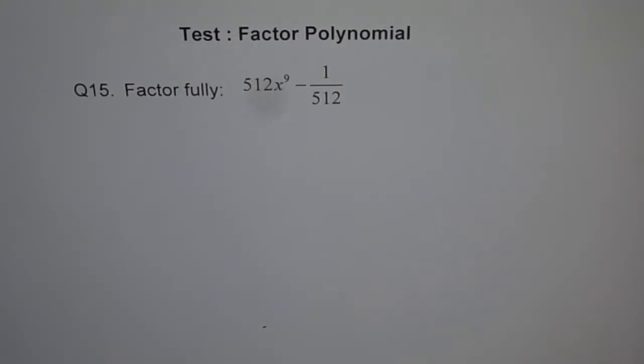Question 15. Factor fully 512 x to the power of 9 minus 1 over 512. Now, we can use difference of cubes to factor this. How do you figure out what cube is 512? Well, you can always use your calculator and then do cube root of 512.